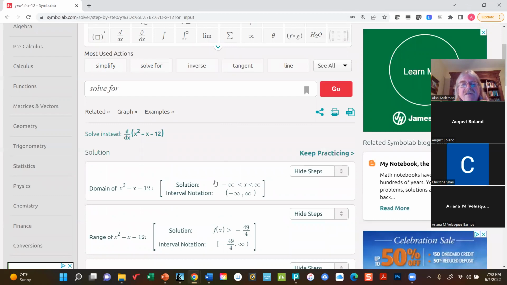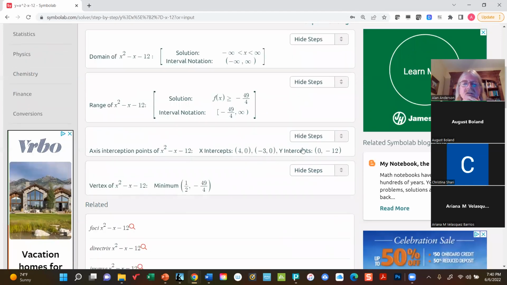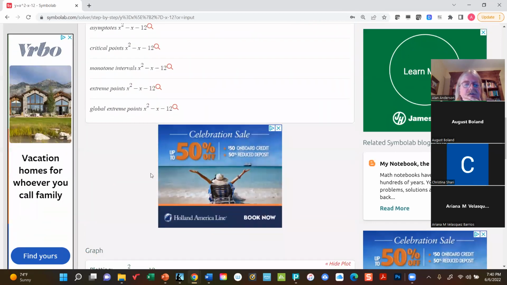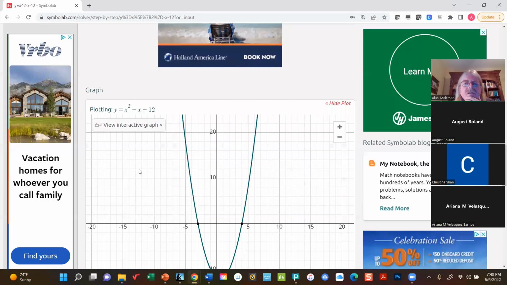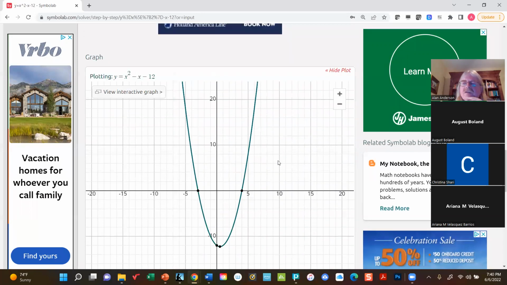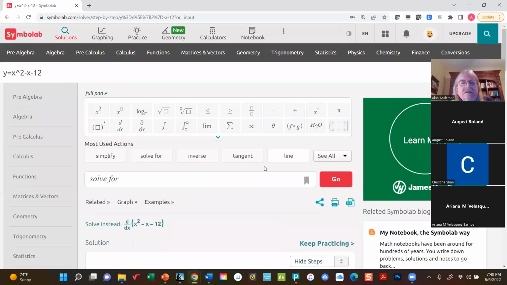But you notice down here, even without being asked, it's offering to tell me the domain and the range. Okay, that might come in handy as well. It's telling us where the intercept points are. There's all kinds of useful information here. So you might want to take a look at this. I find that drawing the graphs can be very tricky sometimes, and so it's very helpful to have a tool like this. And it's free. Like I said, it's free.